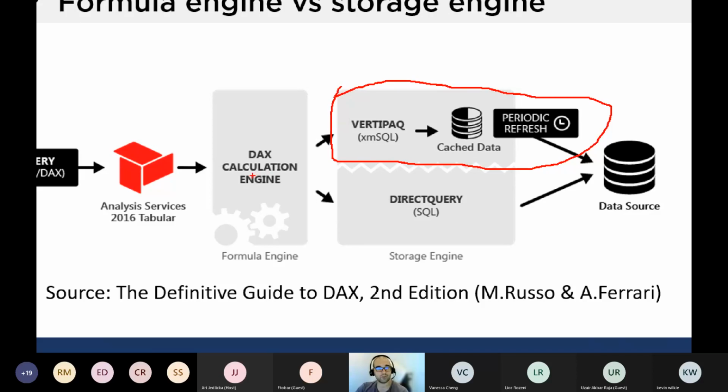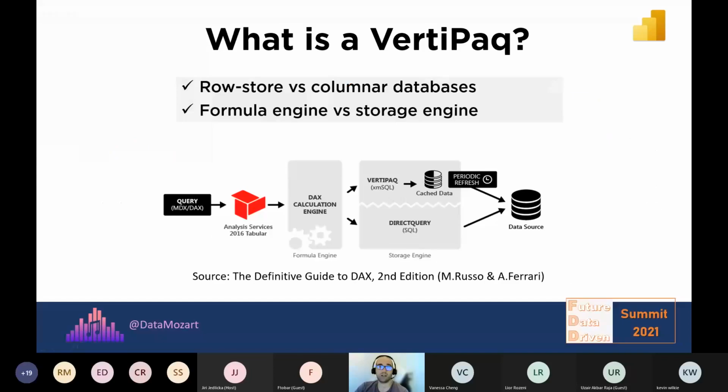Vertipack keeps the snapshot of the data in memory, and this data snapshot can be refreshed from time to time from the original data source. As I said, today we will talk about this part of architecture. On the other hand, direct query doesn't store any data. It just forwards the query straight to the data source for every single request. We will also talk about direct query today, but without going deep into details.